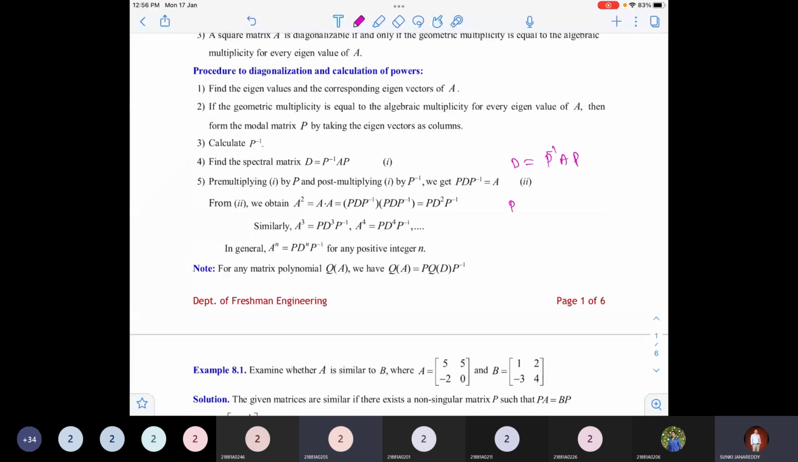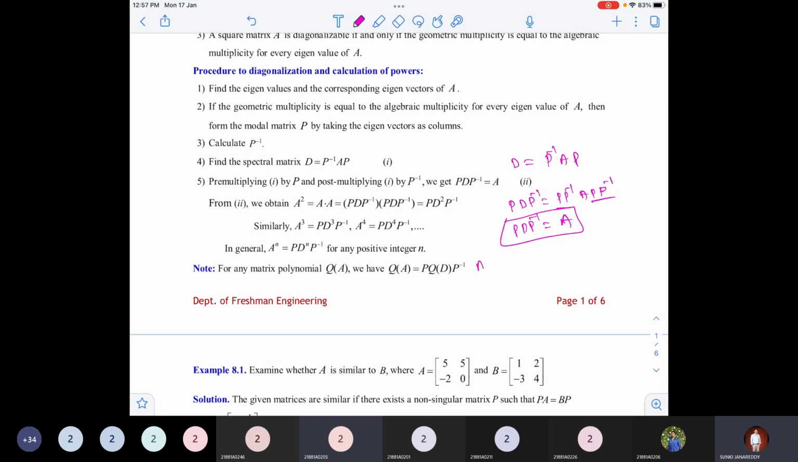So what happens here: P into D into P inverse is equal to P into P inverse into A into P into P inverse. Here it's the same on both sides; we should pre and post multiply with P and P inverse. P inverse P is equal to I, and P P inverse is equal to I. That means what we can get? A you can get. Yes or no? Now you remember this one.